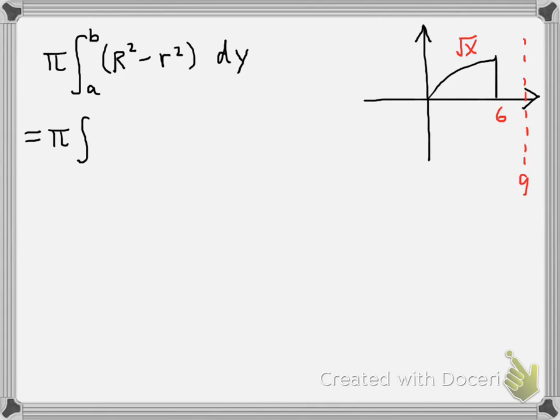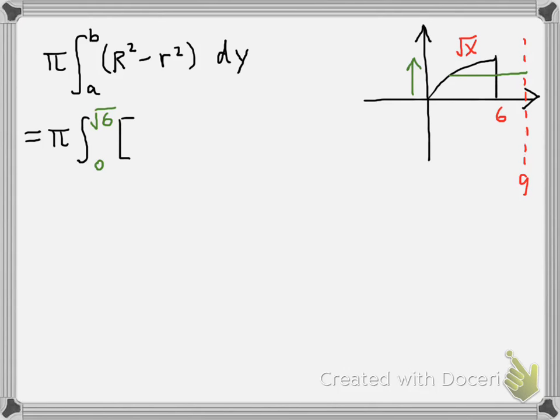So it will be equals pi times the integral from a to b. Well, because we are doing dy, we need to see the y range covered by the region. Because it's from y equals 0 to y equals square root of x, we will have from y equals 0 to square root of 6 in this case. Now to find the capital R, we'll have to look at the radius from x equals 9, which is the center of the revolution, to the region.